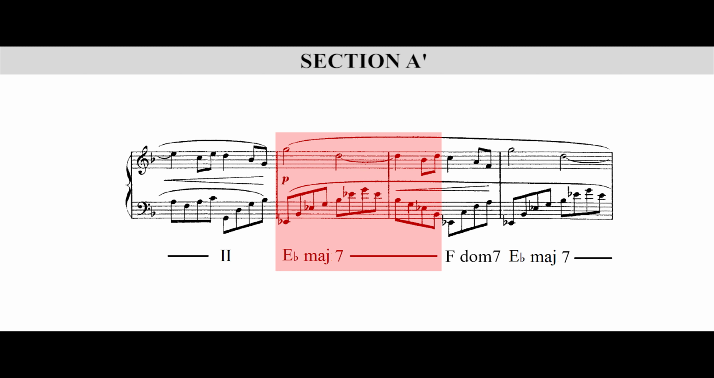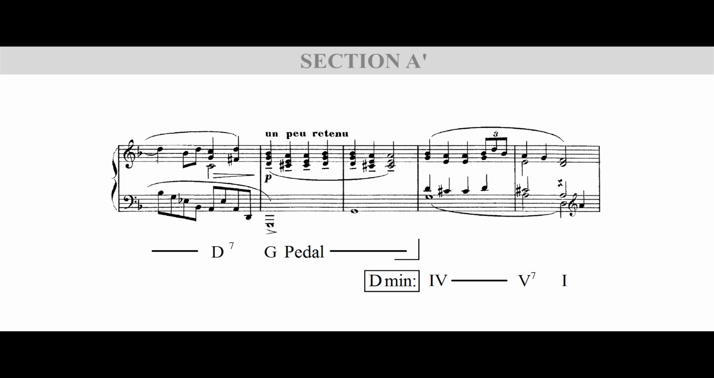This harmony differs from the original A section. We have an E flat major 7th chord followed by a F dominant chord with E flat in the bass. Eventually, this E flat will move to D. Debussy uses a dominant chord on D to move into the coda.